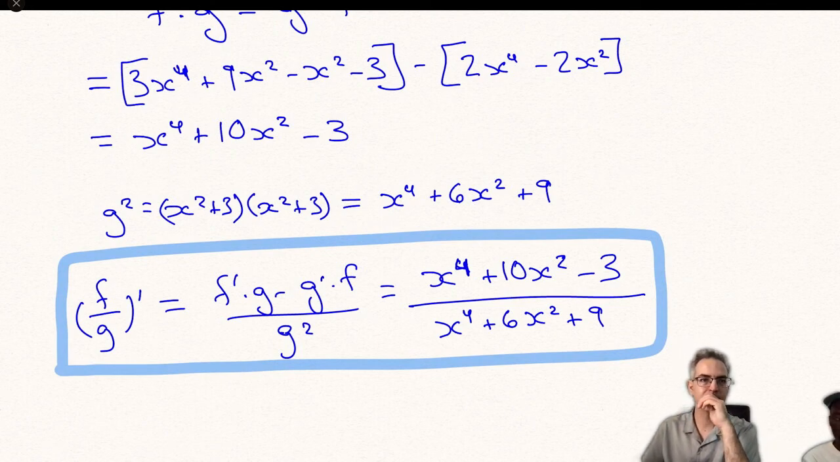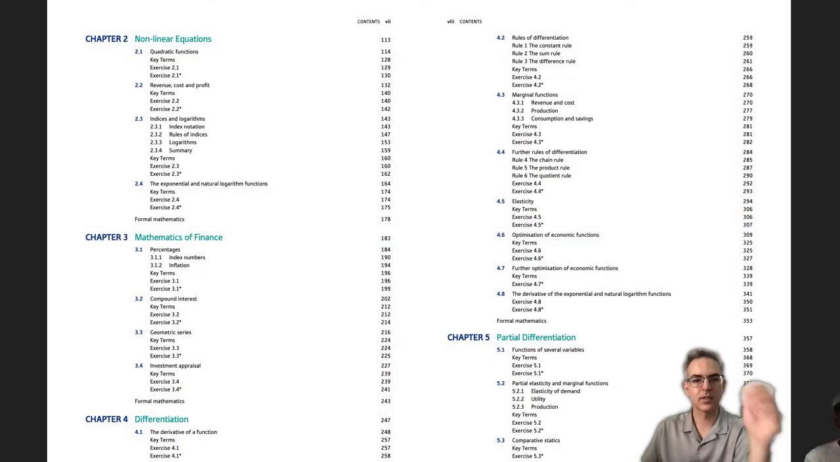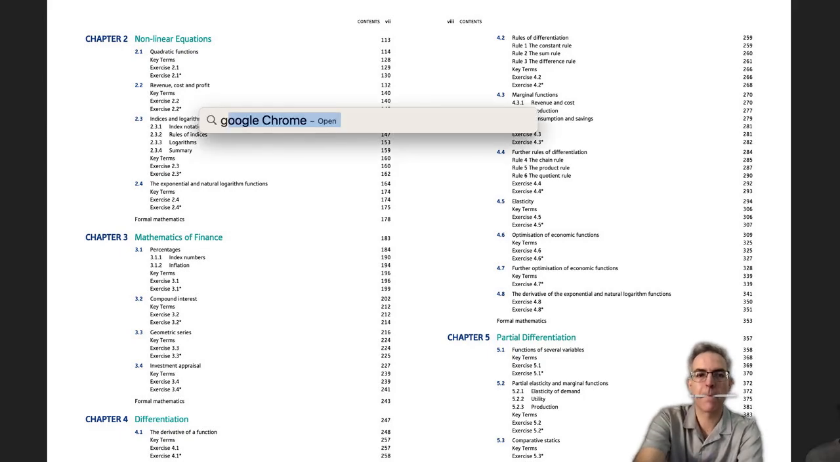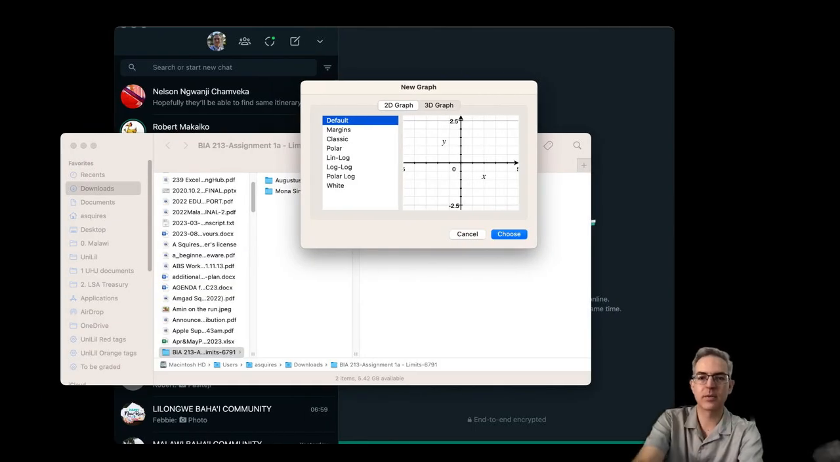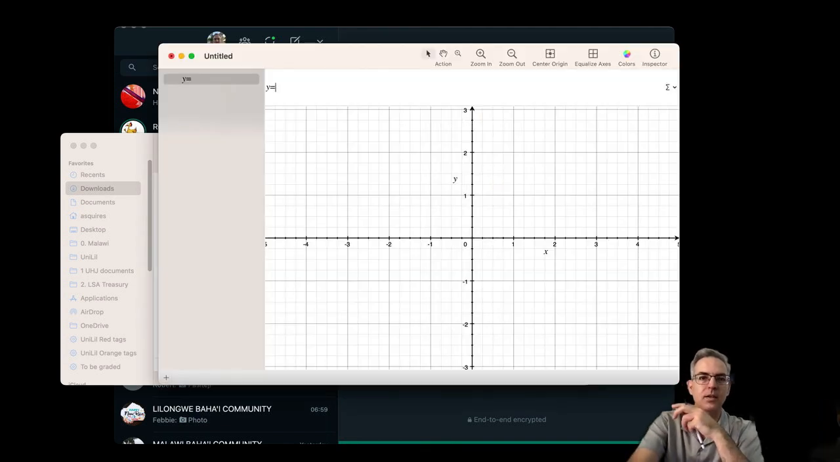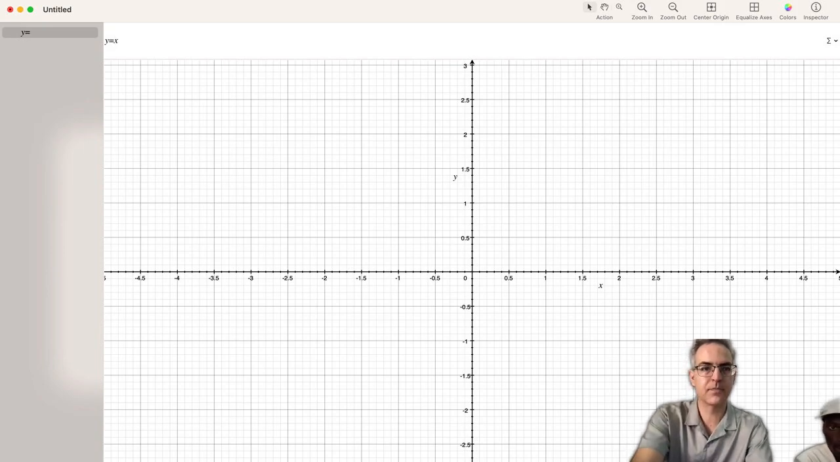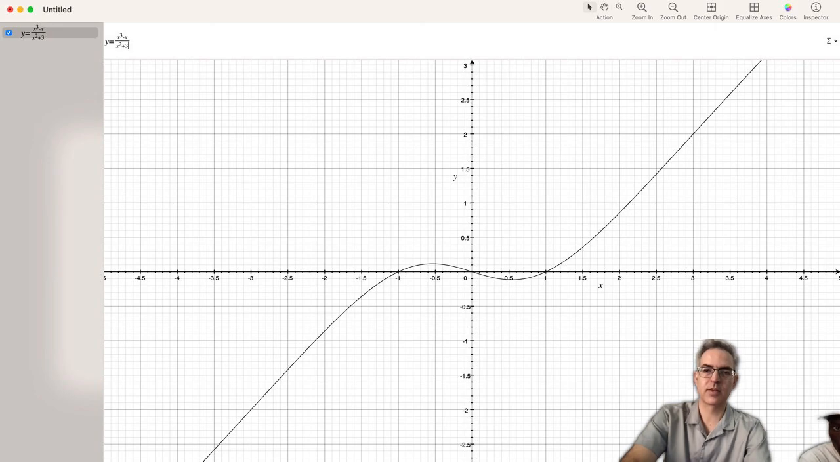Yeah. And I hope that's still going. We are going to use Grapher. So we have our functions. y equals x cubed minus x divided by x squared plus 3. Right? So that's the function. That's what it looks like.